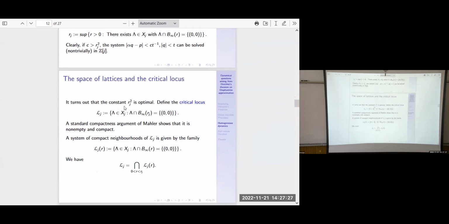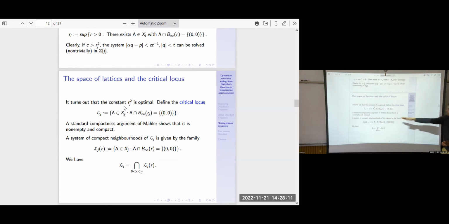So now that we have this Rj, let's define this critical locus, which is a subset of the set of Eisenstein lattices, xj. It's the set of lattices which actually intersect D_Rj trivially. Okay, so why is this non-empty? So we know that if Rn is a sequence that increases to Rj, the optimality comes from the ergodicity. Yeah, exactly. It's very straightforward.